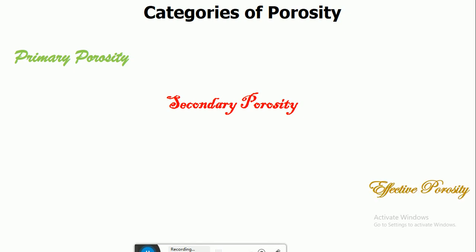And third is effective porosity. Not all the pores in the rock are connected. Only a certain fraction of the pores will allow the passage of water, and this fraction is known as the effective porosity. If the void spaces are interconnected to each other, that is called the effective porosity.